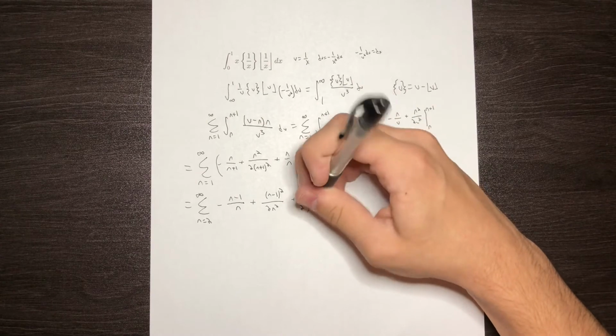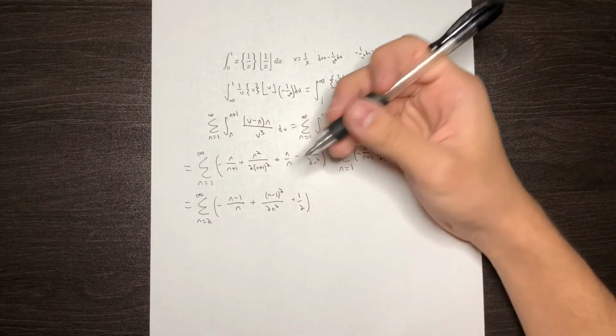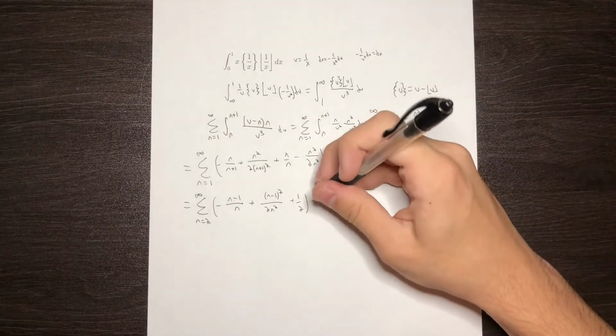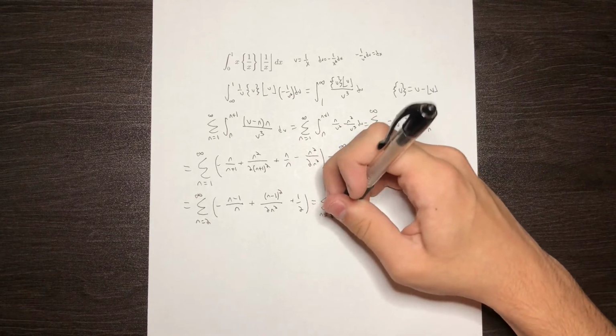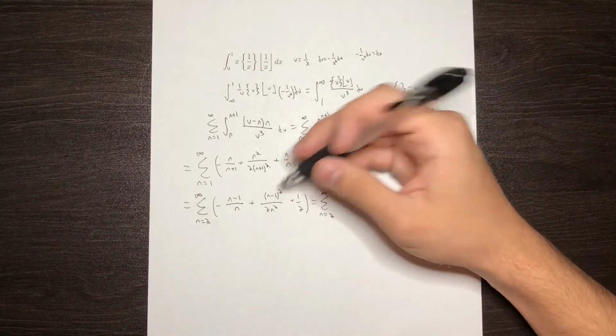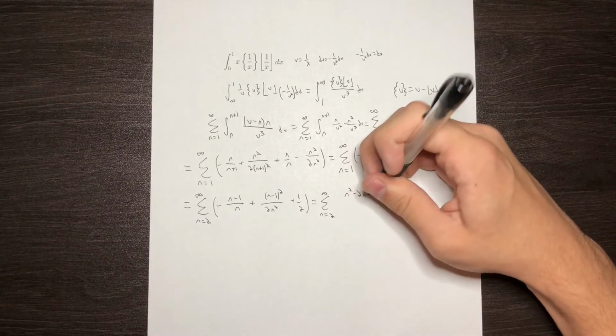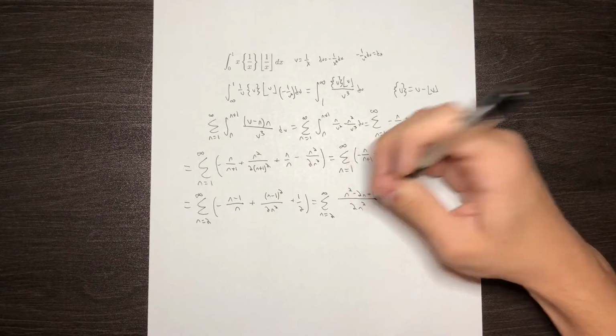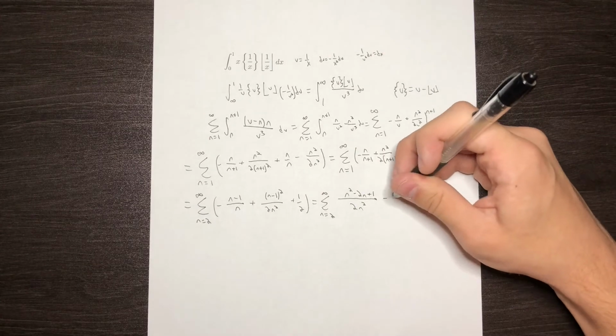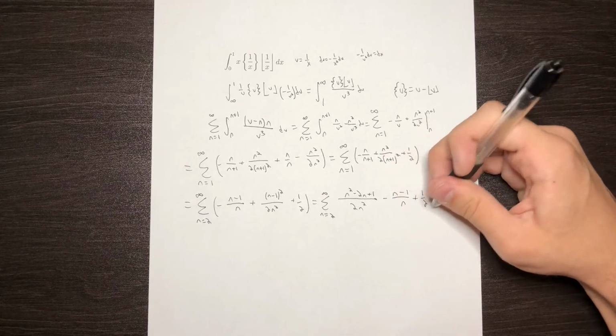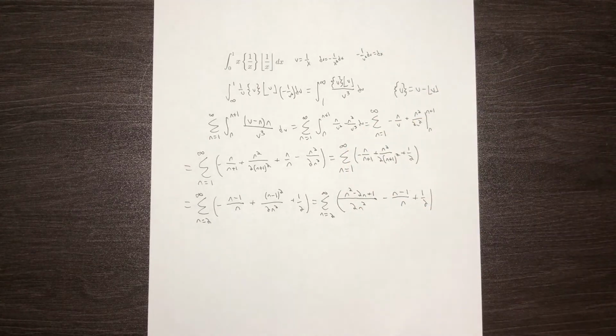And this is a little bit nicer to deal with because we can expand out the numerators and combine like fractions. So doing that, we have the sum from n equals 2 to infinity of, I'm going to write this out, I'm going to do this term first. So we have n squared minus 2n plus 1 over 2n squared, minus n minus 1 over n, plus 1/2. And now I want to combine all these fractions together and see what we get.